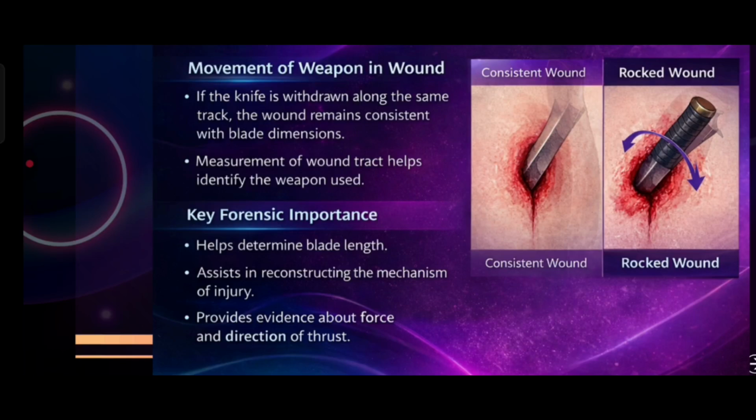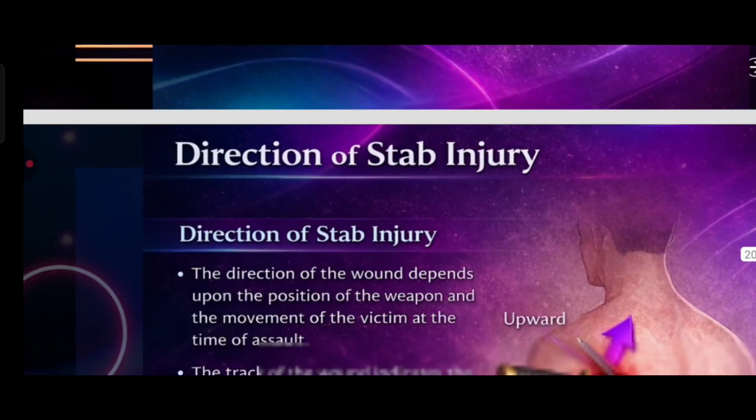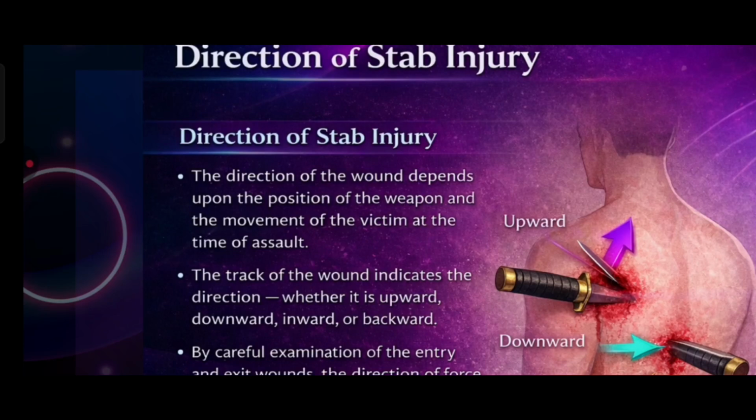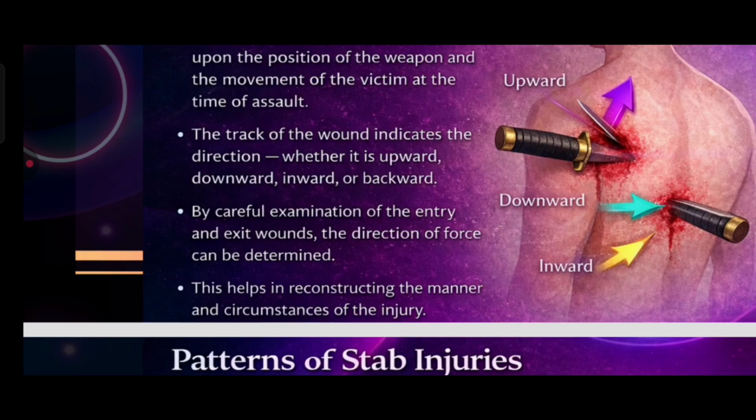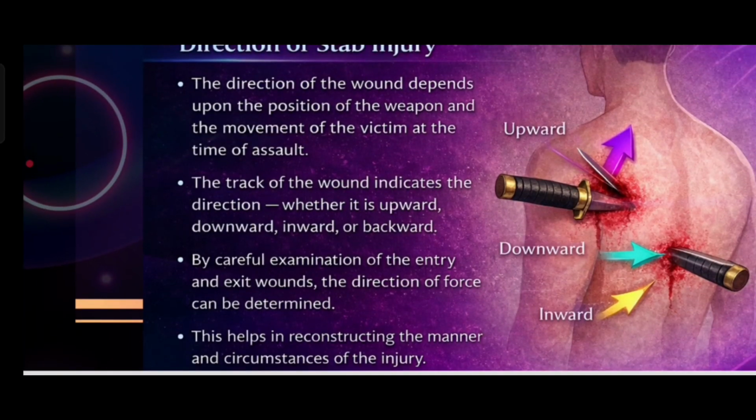Consistent wound, as mentioned in the pictorial diagram. The first diagram shows a consistent wound and the second is a rocked wound. Direction of stab injury: the direction of the wound depends upon the position of the weapon and the movement of the victim at the time of assault. The track of the wound indicates the direction, whether upward, downward, inward, or backward. By careful examination of entry and exit wounds, the direction of force can be determined. This helps in reconstructing the manner and circumstances of injury.